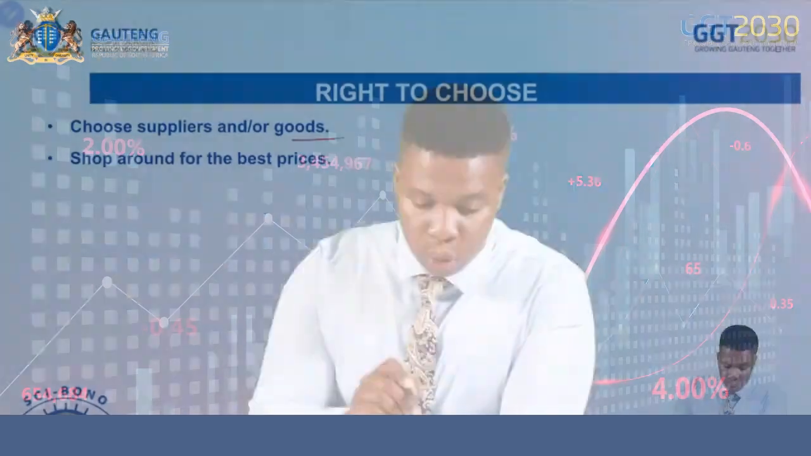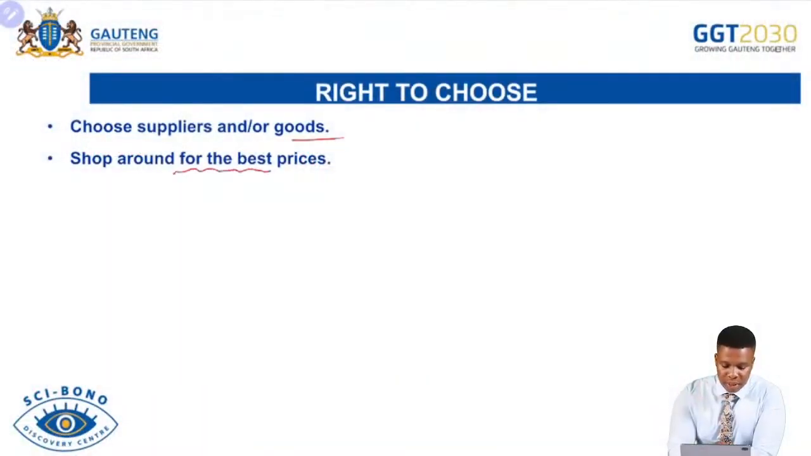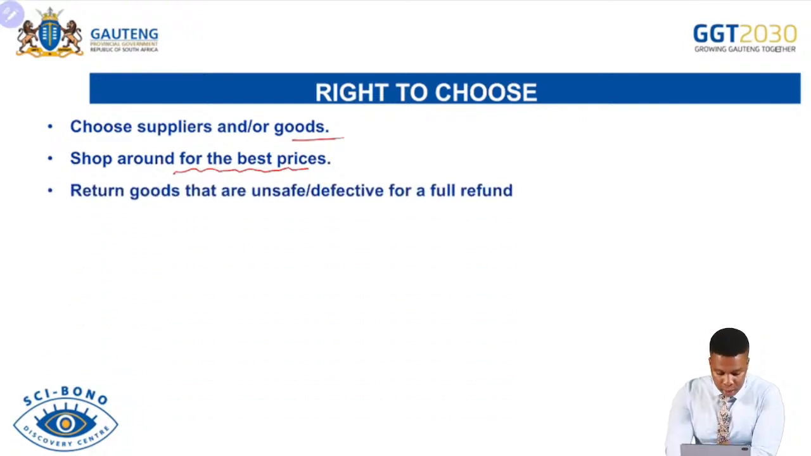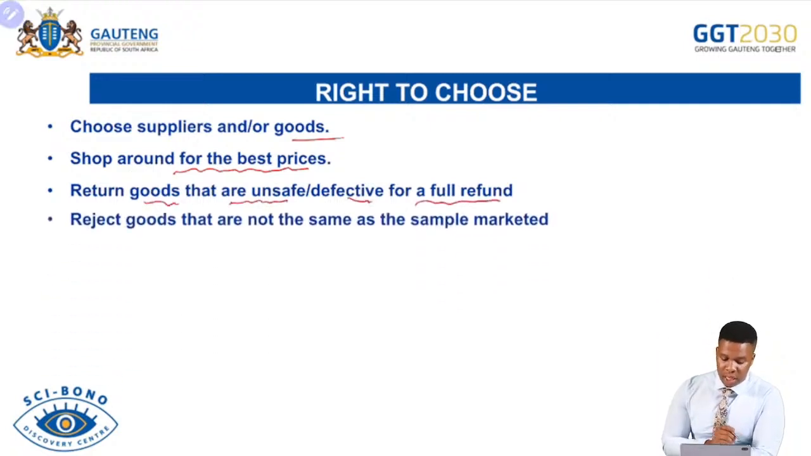And then you also have the right to shop around for the best prices. So you have a right to ask the prices and check which one will suit your budget. So as a consumer, you have a right to choose, and that means you have the right to choose the supplier of the product or goods. You also have a right to shop around for best prices, and you also have a right to return goods that are unsafe or defective for a full refund. So that applies to the right to choose.